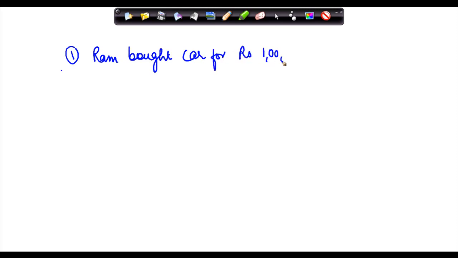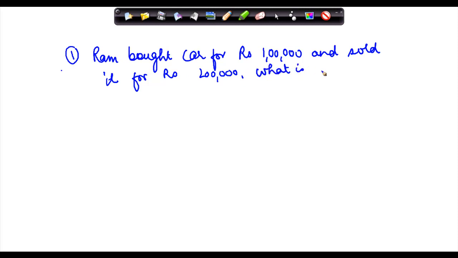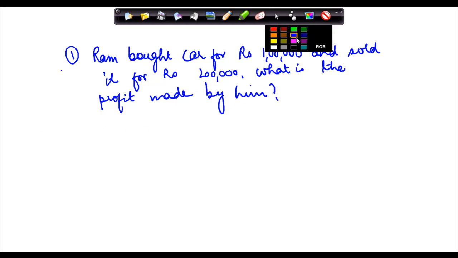Okay, let us say Ram bought a car for rupees 100,000 and sold it for rupees 200,000. What is the profit made by him?